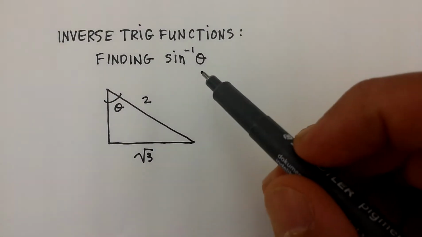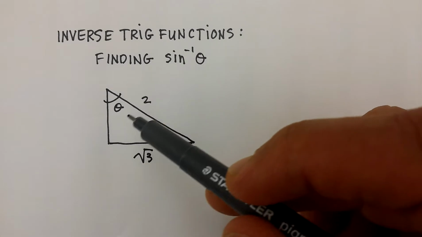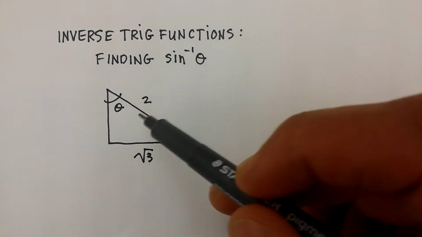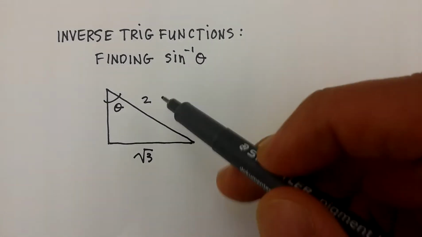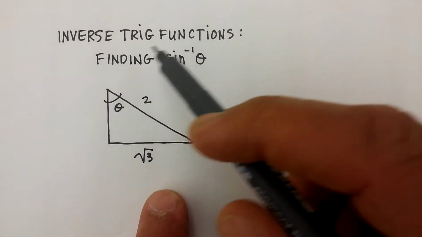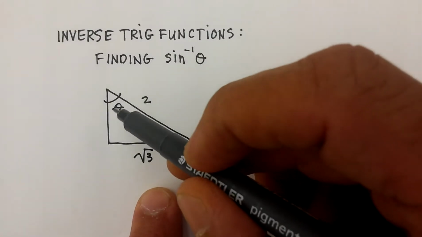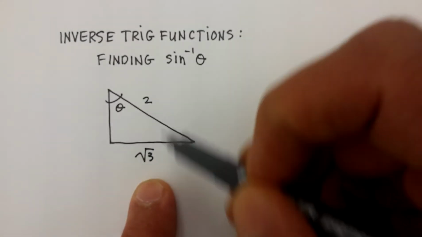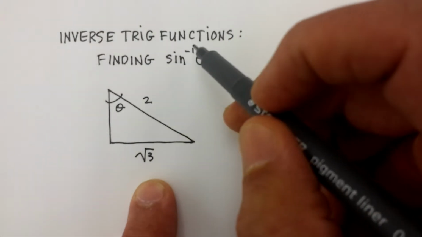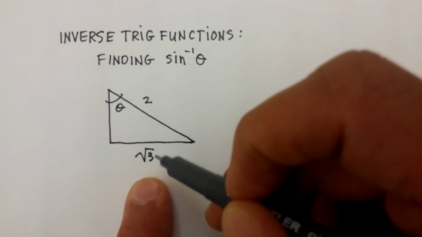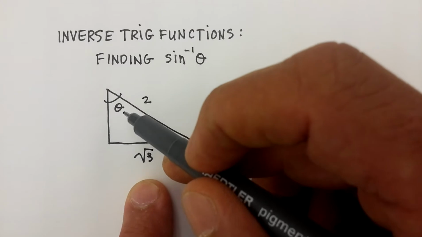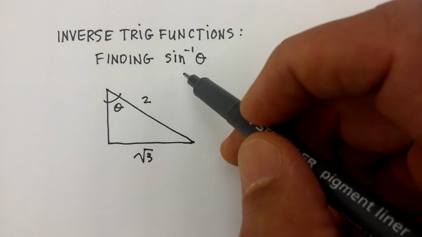Okay, in this video we're going to find the angle theta, that's what this little symbol is, if we know two sides. Remember that inverse trig functions are a way of actually finding angles if you know the sides. Regular trig functions are finding the sides if you know the angles. So we're just going to reverse this and I'll show you how to do it.